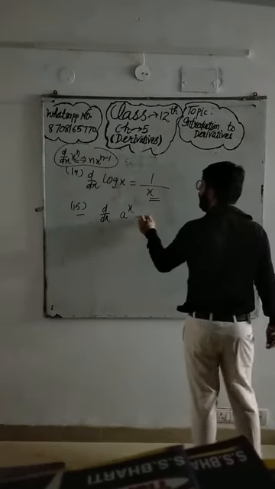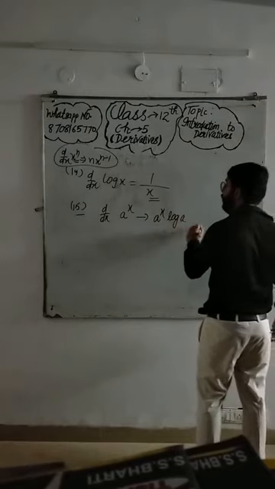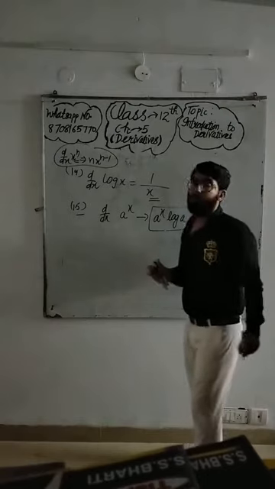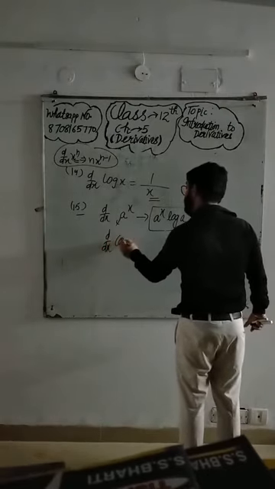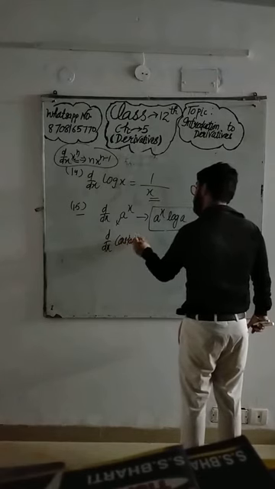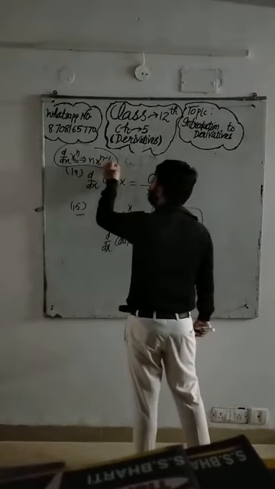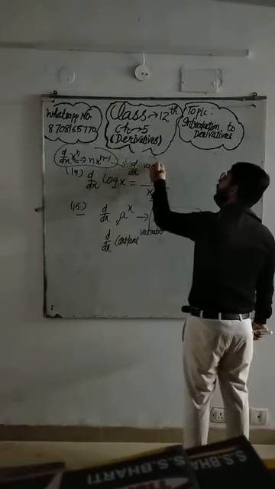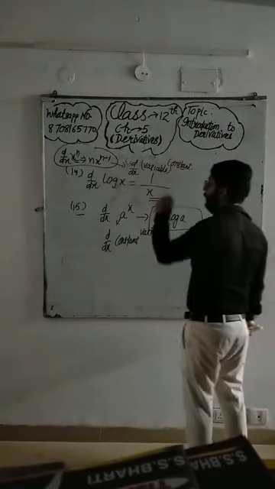Now let us learn. Write it as such, and whatever the base is, write it with log. Here we are learning constant to the power variable. Earlier it was variable to the power constant. Okay, clear?